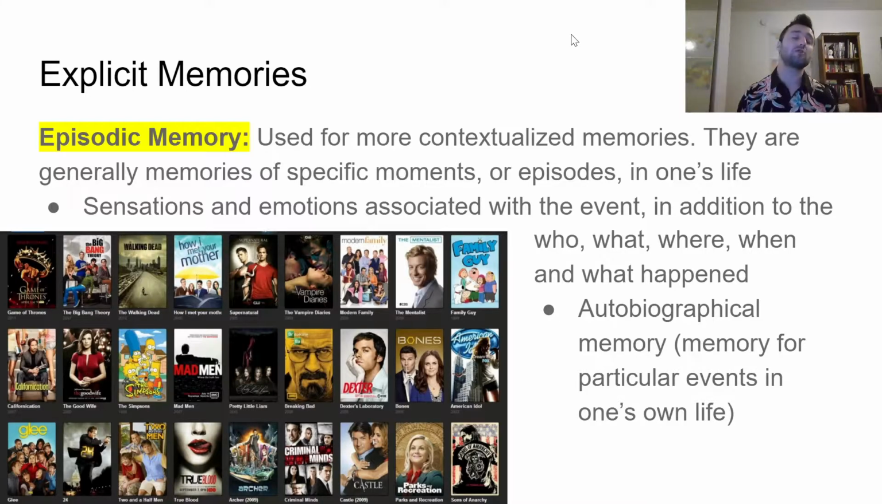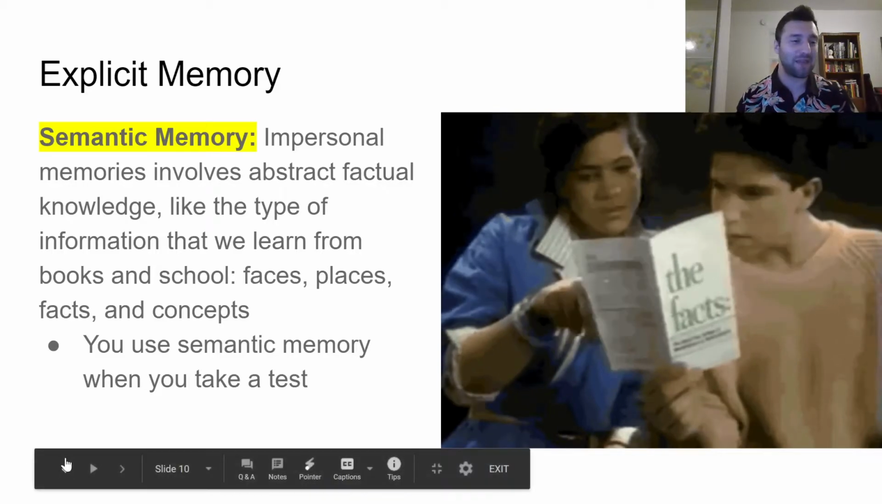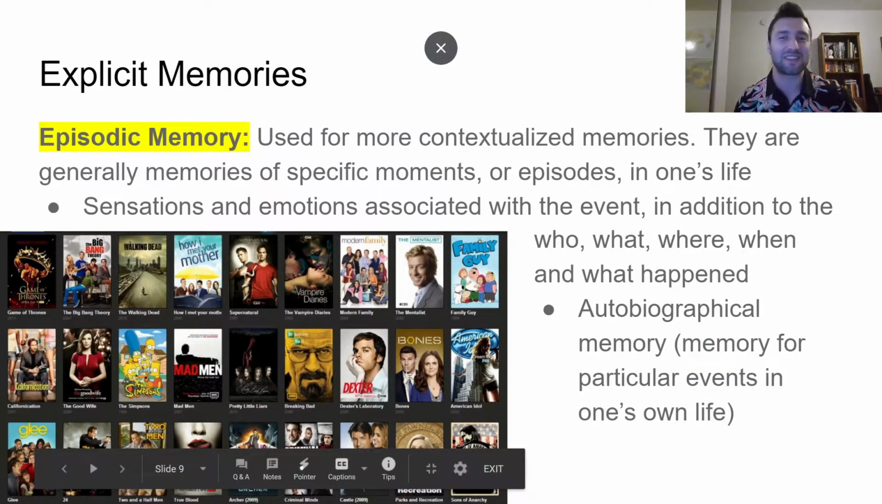Now, we can also break explicit memory into two different sections. So again, we're slowly breaking these pieces down more and more. Explicit memories can be broken into first episodic memories, and I actually forgot for a second there, and next semantic memories, right? Blanked for a second there.